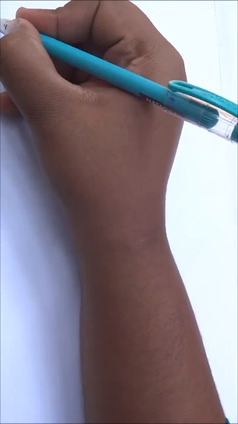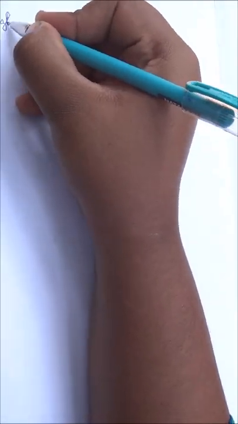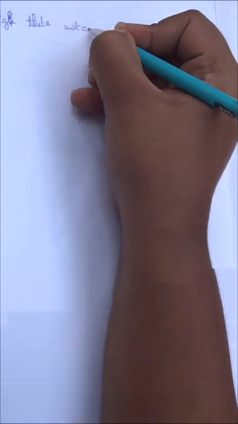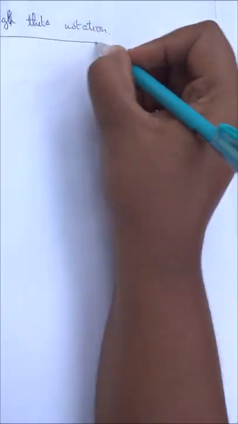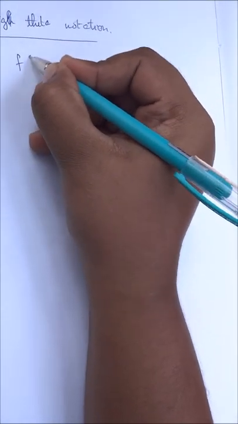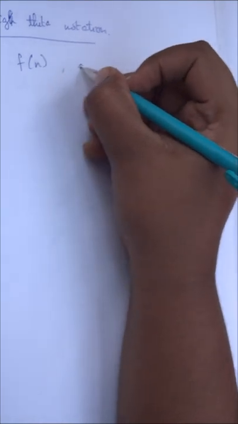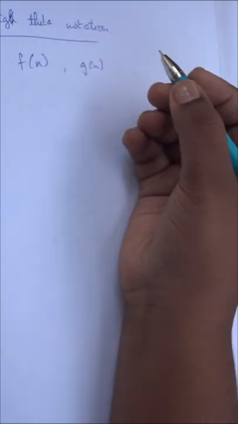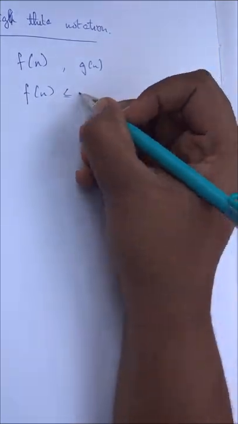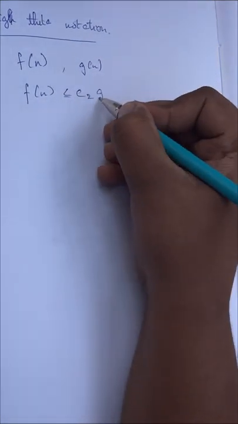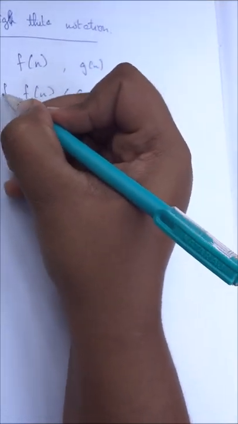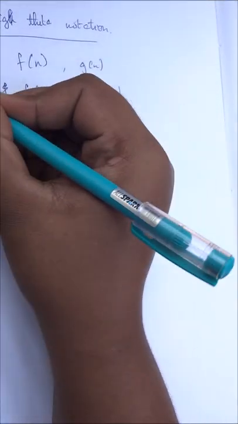Now, let us see about big theta notations. For big theta notations, we have two equations. Let's consider f of n and g of n. The notation is represented as f of n should be greater than or equal to a constant multiple of g of n, or it can be less than or equal to the same equation.